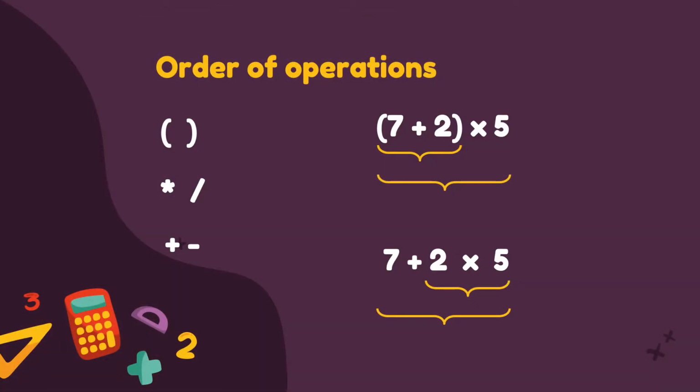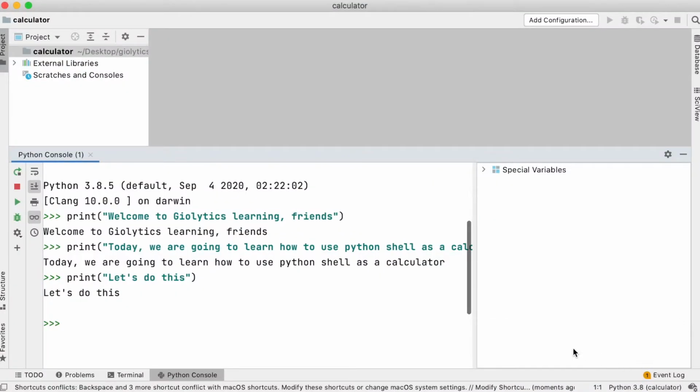When you want to change the order of this execution, you can use brackets to indicate which operations you want to do first. You enclose that operation between the brackets. When an expression has multiple operators with the same precedence, the expression will be evaluated from left to right. Let's see some examples in the Python console.